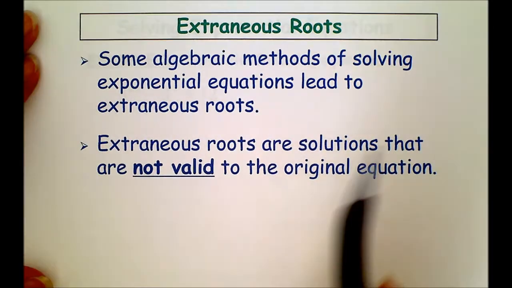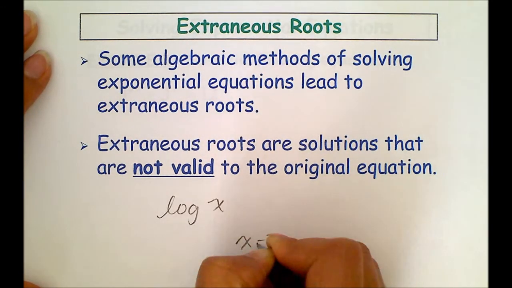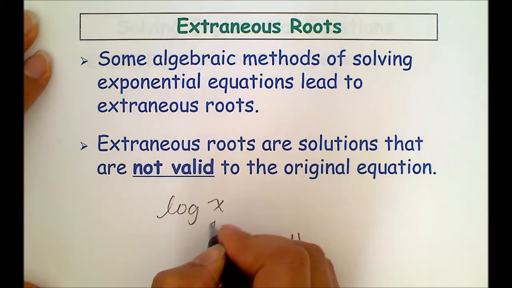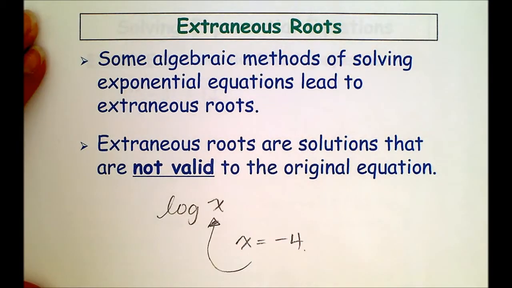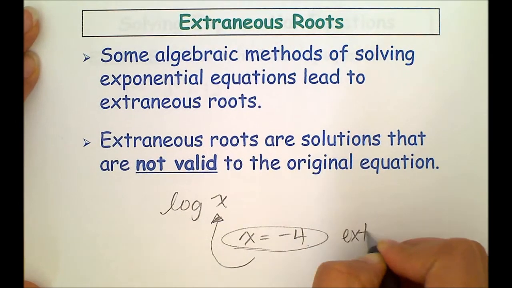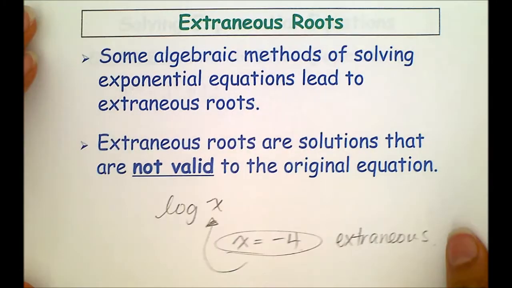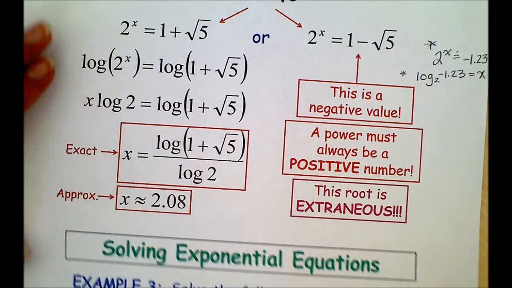It's sort of like if you're trying to solve for something and you end up getting x equal to -4. This is an extraneous root because you can't find the logarithm of -4. So it's answers like this that end up being extraneous, that result from certain ways of solving problems. Here's another example of what I mean by an extraneous root.